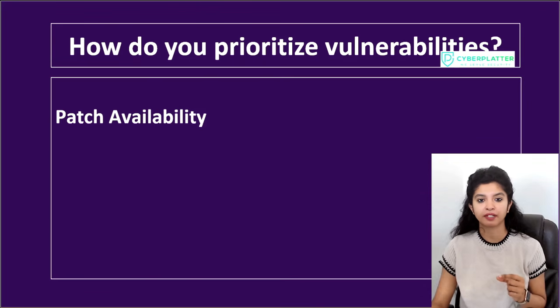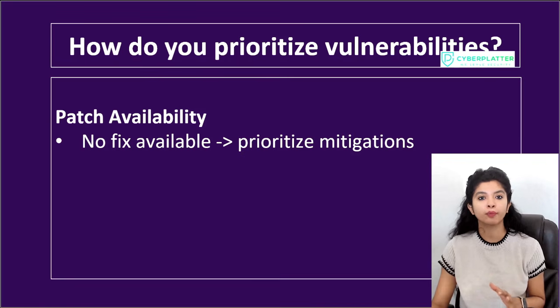Next, you consider patch availability. If a vendor patch or workaround exists, the vulnerabilities can be addressed quickly. If no patch is available, prioritize mitigations, for example, blocking ports or disabling features.